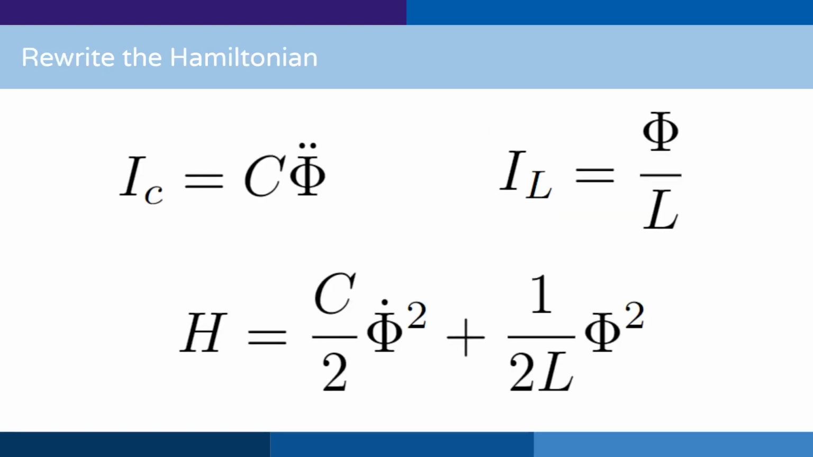Okay, so let's rewrite the same Hamiltonian that we had before, the quantum oscillator Hamiltonian in terms of the LC oscillator, with these two changes of variables.